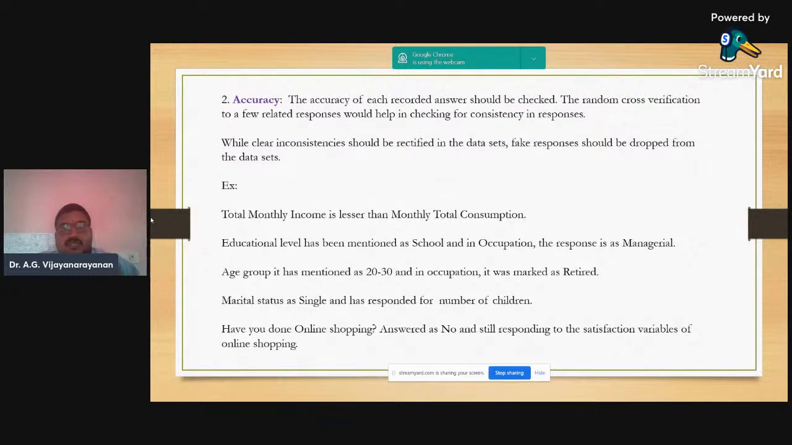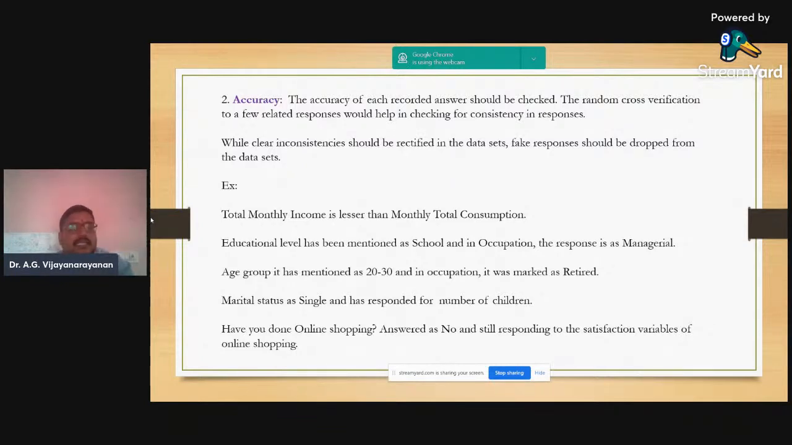The next one is the accuracy. Accuracy must be tested. Take some random questionnaires and check for consistency. Sometimes you know what happens? Total monthly income, they will give as 30,000, and total monthly consumption they will say 50,000. You may say, sir, 20,000 rupees loan. But if it is so all the time, then it is not possible. Educational level is mentioned as school, but in occupation they mention managerial. In age group they mention 20 to 30, and in occupation they would have marked retired. Again, there is an inconsistency.